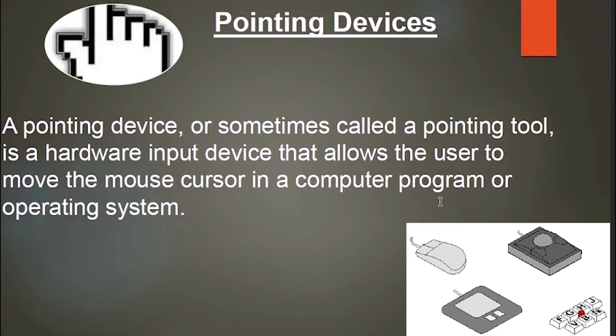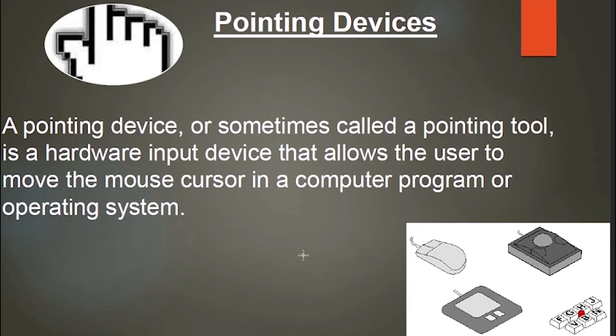So, what are pointing devices? A pointing device, sometimes called a pointing tool, is a hardware input device that allows the user to move the mouse cursor in a computer program or operating system. As you can see, I'm moving my pointing device right now. The cursor that you can see on the screen that I'm moving clockwise and counterclockwise is the pointing device. So, nakikita niyo po ba? Yan yung ating pointing device.